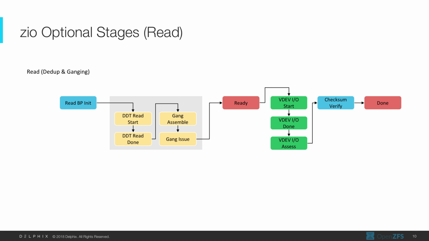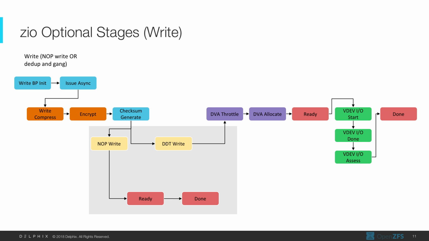There's also optional stages that can be inserted. So the pipelines themselves aren't static. They can change. So in this case, if we're dealing with reads, we might have a block pointer that was provided for us that actually is part of a dedupe block, in which case we have to add in the stages that are associated with dedupe. Or it might have been a gang block, in which case we have to do all the transformations associated with gang blocks in order to be able to complete the IOs.